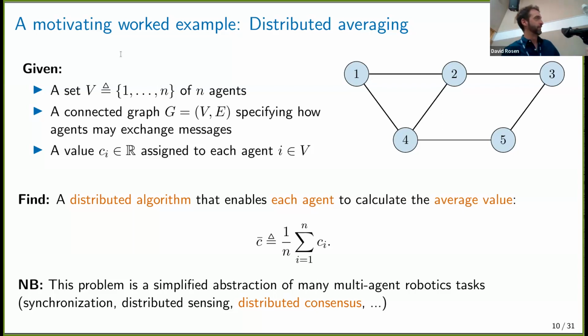The other thing I would mention about this is that the way this problem is formulated, I want all of these agents to calculate the same value C bar, the same average. So in particular, this is an example of a more general class of problems called synchronization problems. That is, we want all the agents in this network to agree on a common value.